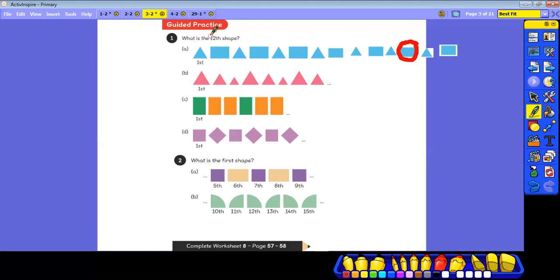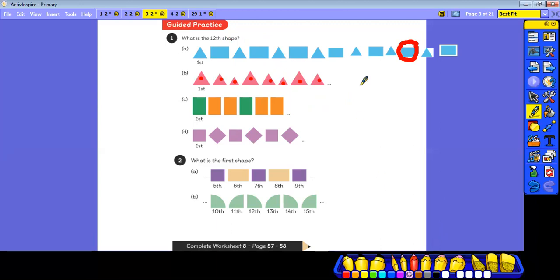So we're going to have to figure out, okay, we could use our 3 times table facts, or we could just draw the shapes, whatever you find easiest. So first, second, third, fourth, fifth, sixth, 7th, 8th. We've got to get to 12. Okay, shall I see if I can find a pink?